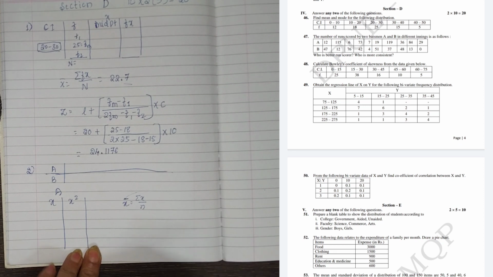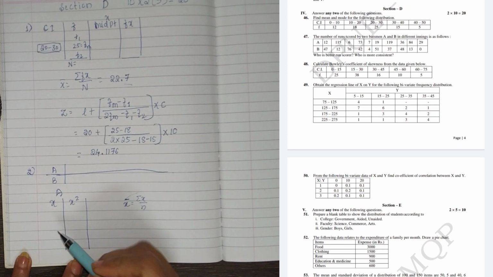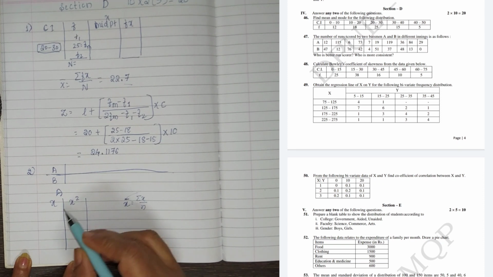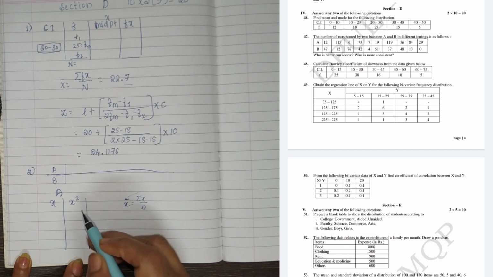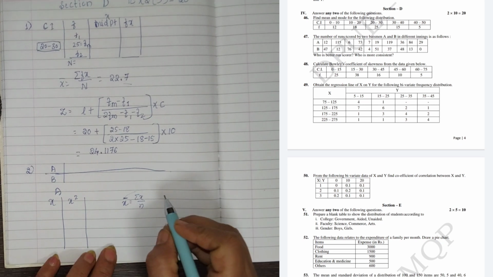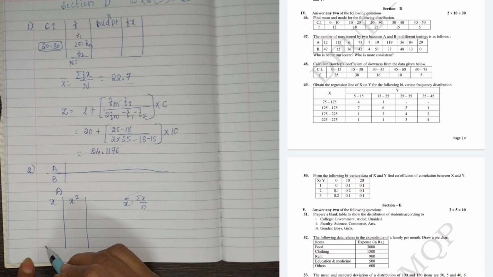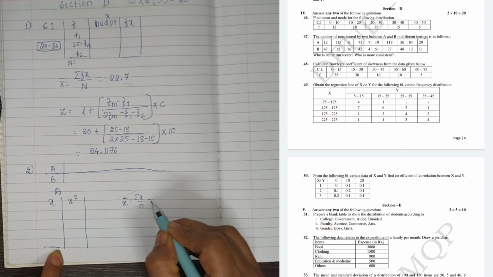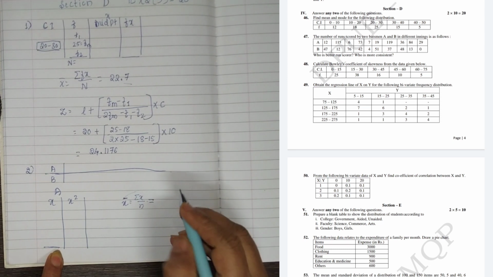Here the X will be the given A values, and the square of those values you take as X square. Then X bar of A equals the summation of X, the summation of these X values, divided by the number of values.